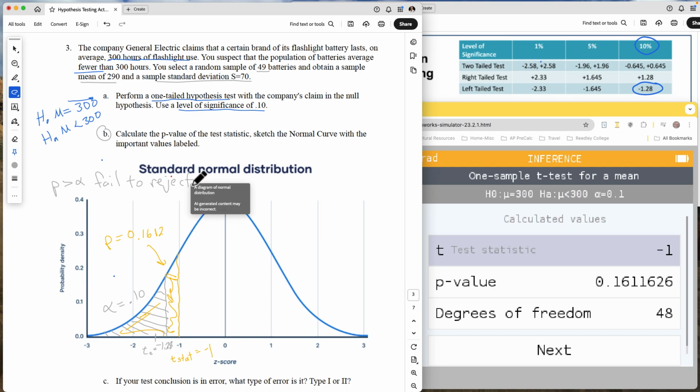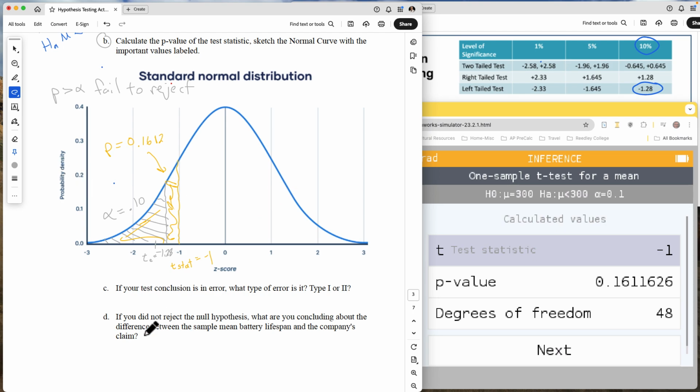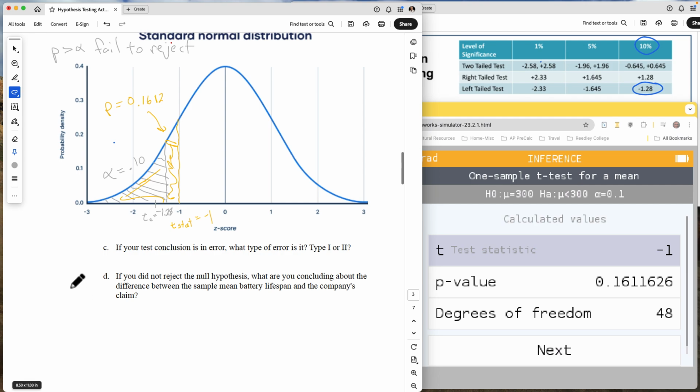Okay, now let's go ahead and write this one up and see what we can say about these flashlight batteries. Now remember, since we failed to reject, we do not have evidence of what we were seeking. I always like to write up our statement first. So I'm down in here. Let's go with a blue color. So we fail to reject.